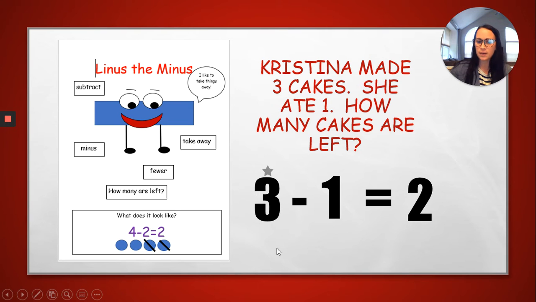You could also read this as 3 take away 1 equals 2. So now we used these words also. They both mean subtract, and they both mean that our answer is going to be smaller than what we started with. Let's take a look at another one.